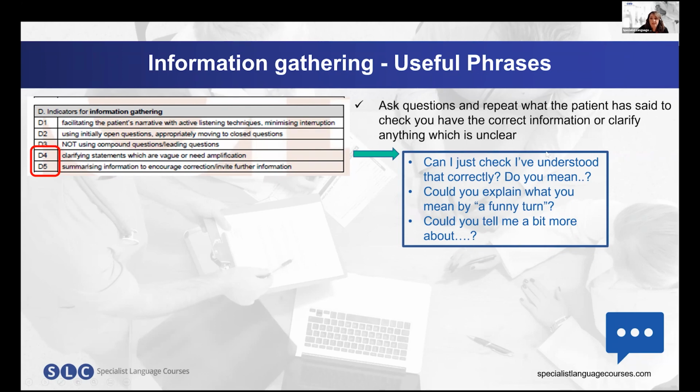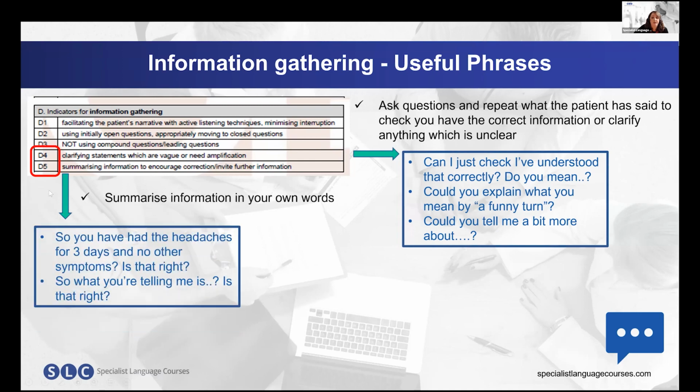And for summarizing information, so this is quite a key part of information gathering, which is easy to miss out in your OET role plays. Now, remember, when you summarize, it's just that, it's a summary. You need to shorten what the patient said, not repeat back exactly their words to you. So you can use phrases like, so you have had the headaches for 3 days and no other symptoms, is that right? So what you're telling me is that right? So make sure you summarize in your own words.